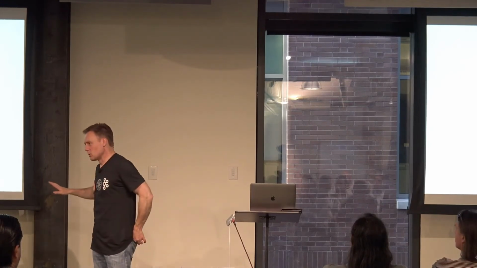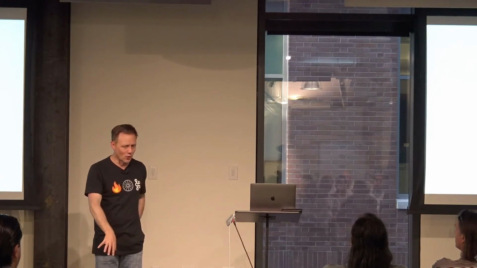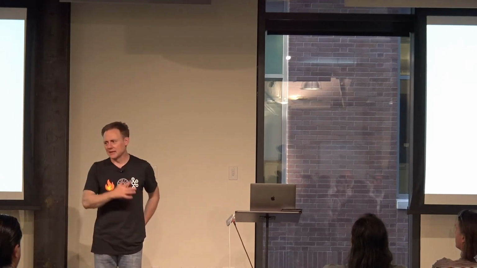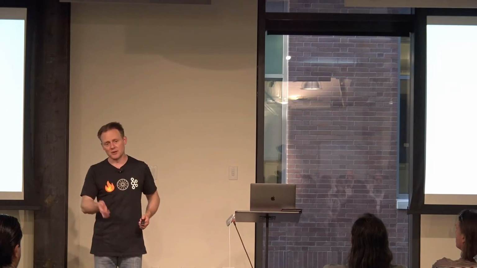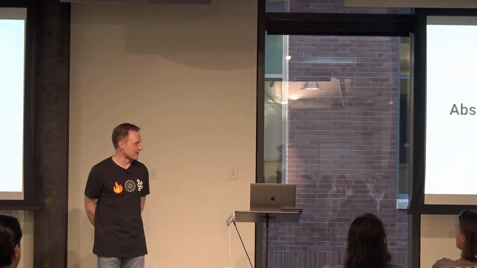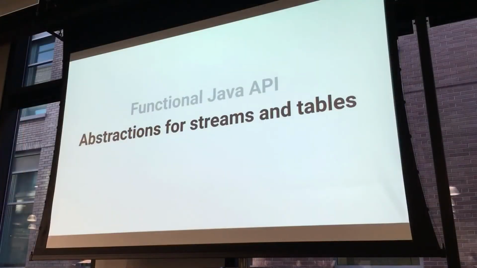I don't know what's going on with state, that's all handled for me. All the grouping, hash table stuff, it's all done. It's in the framework. So functional Java API gives you abstractions for streams and tables, which are the two things that we deal with.